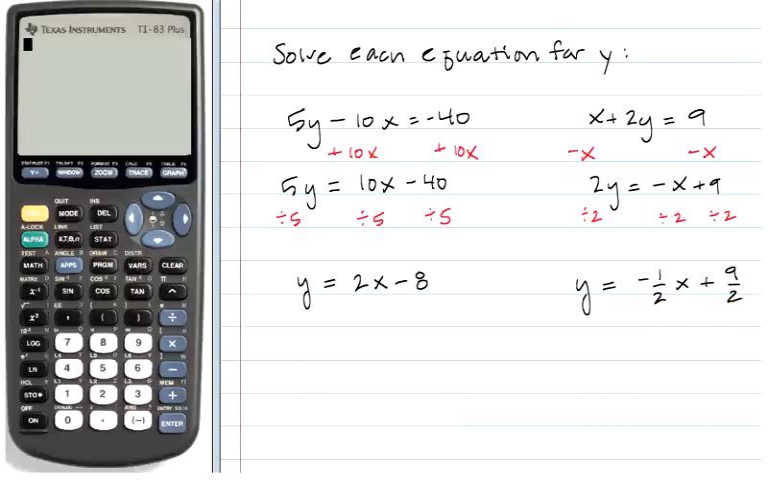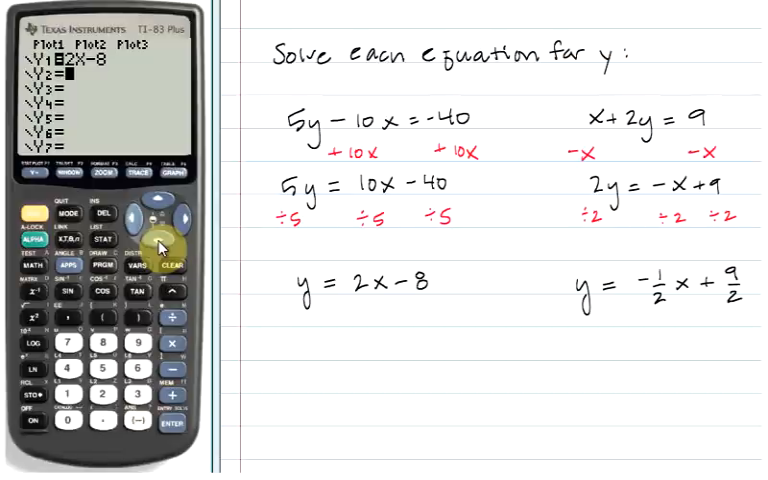Now that we have solved each equation for y, we're at a point where we can put those into our graphing calculator. I'm going to click the Y equals button and then input the first equation on the first line. So I'll type 2x minus 8. Then I'll jump down to the second line using my down arrow and type in the second equation.